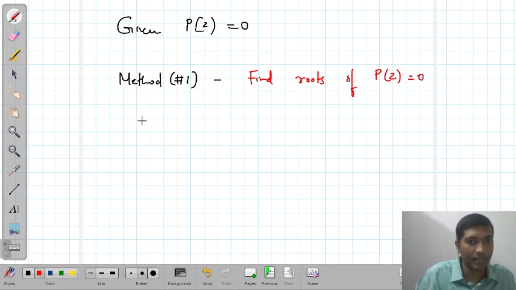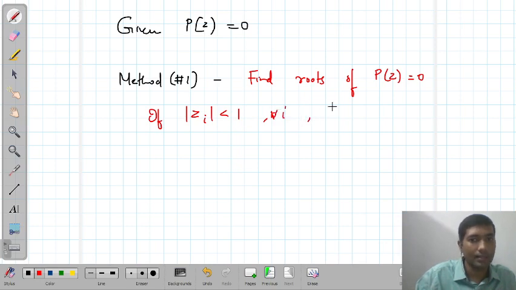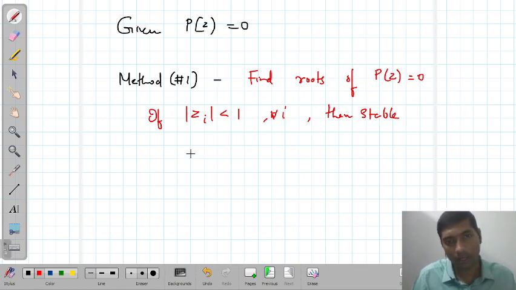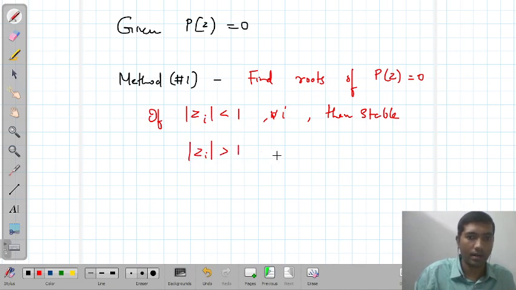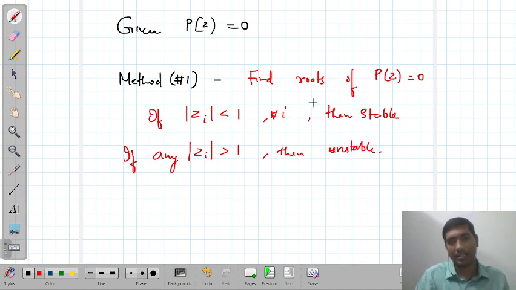And what is the stability condition? The stability condition says that if the magnitude of all the roots is less than 1 for all i, then the system is stable. And if there is only one pole at z equal to 1, then also the system remains stable. And if there is any pole having a magnitude greater than 1, then the system is unstable. So this is the basic condition that we were talking about.